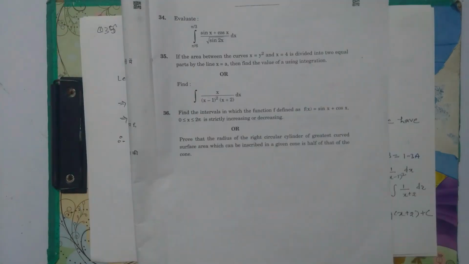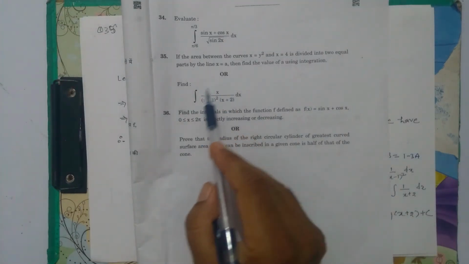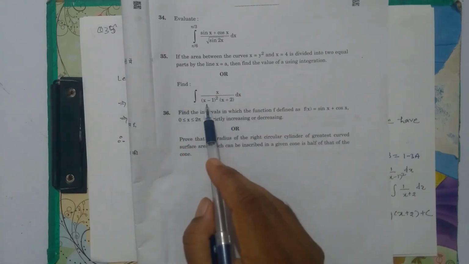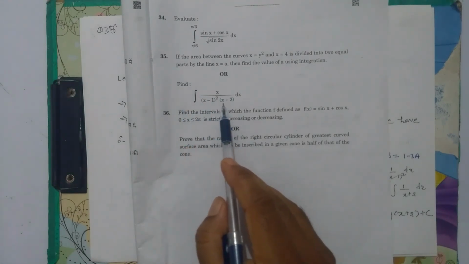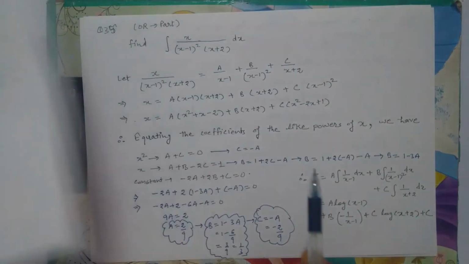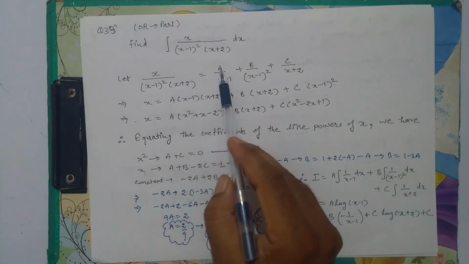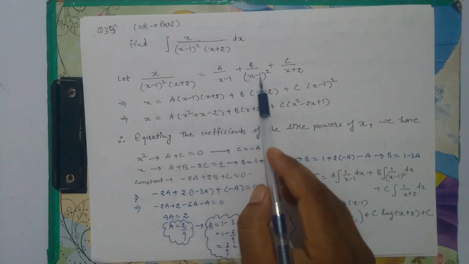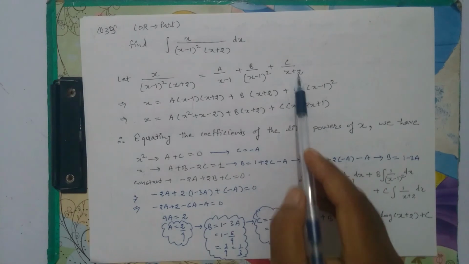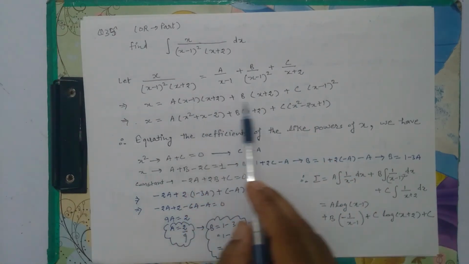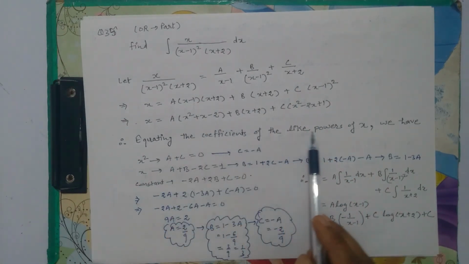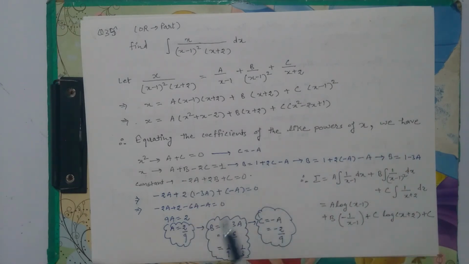Next question, OR part: find the integral of x upon (x minus 1) whole square into (x plus 2) dx. Here by partial fractions, a upon x minus 1 plus b upon (x minus 1) whole square plus c upon x plus 2. Equating the coefficients of like powers of x, we got the values of a is equal to 2 upon 9, b is equal to 1 upon 3, c is equal to minus 2 upon 9.